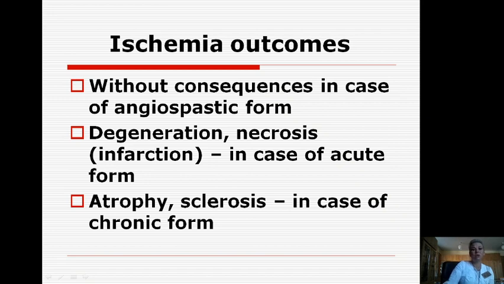Which ischemia outcomes? Maybe without consequences in case of endospastic form. Due to acute form, due to full obstruction of arterial vessel, we see degeneration and necrosis, infarction formation. Due to chronic or due to partial obstruction of artery, we see atrophy and sclerosis in the organs as a result of chronic ischemia.